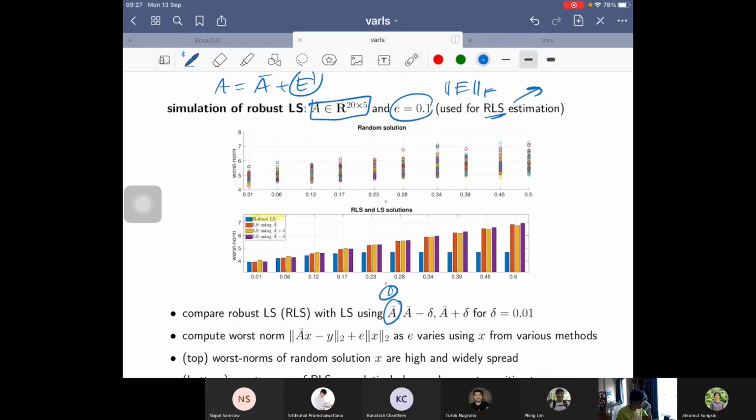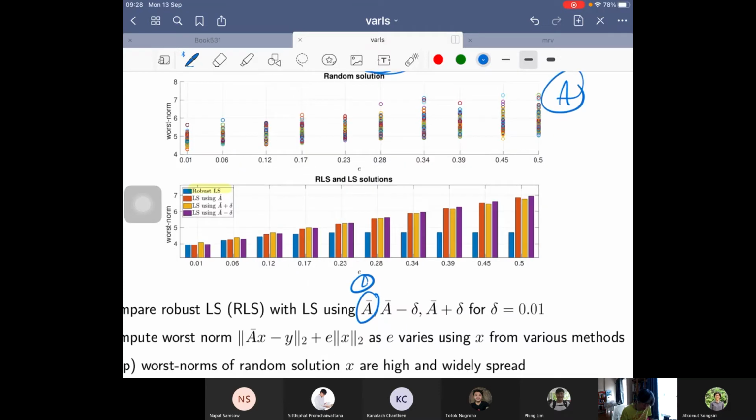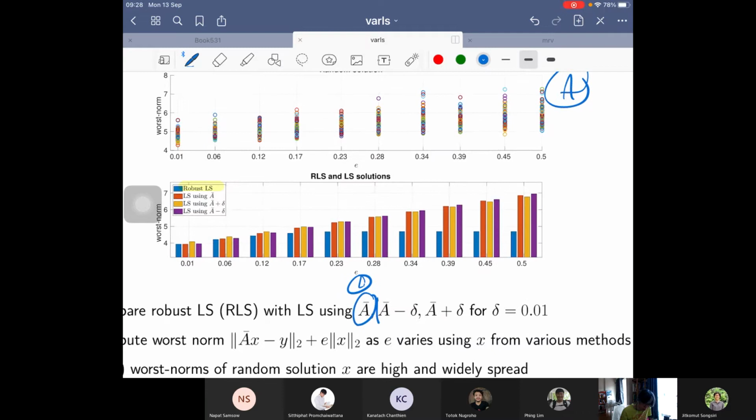The second choice is that when I have information that my A is uncertain, and I know that the size of uncertainty is 0.1, that's the Frobenius norm, then you can think of, maybe I use A bar minus delta.